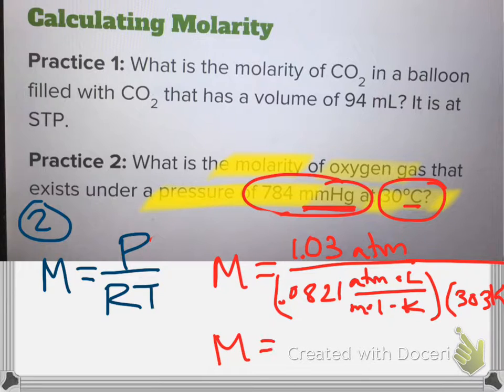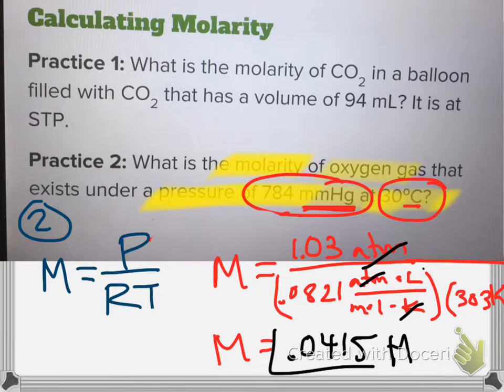So now we just plug this in, and again, notice that the same units cancel out, atm and Kelvin, so we are left with 1 over liters over moles, which is equal to moles divided by liters, because liters and moles is in the denominator, so we're dividing by that, so we can flip it. So it becomes moles per liter. Go ahead and put this in your calculator, and you should get 0.0415 molarity, or moles per liter.